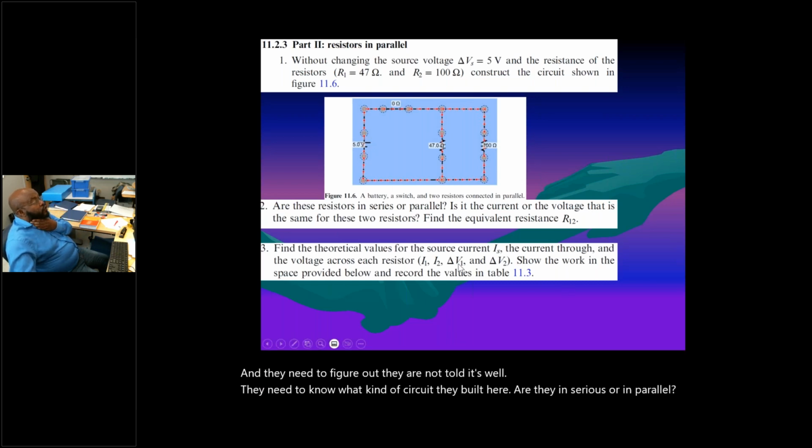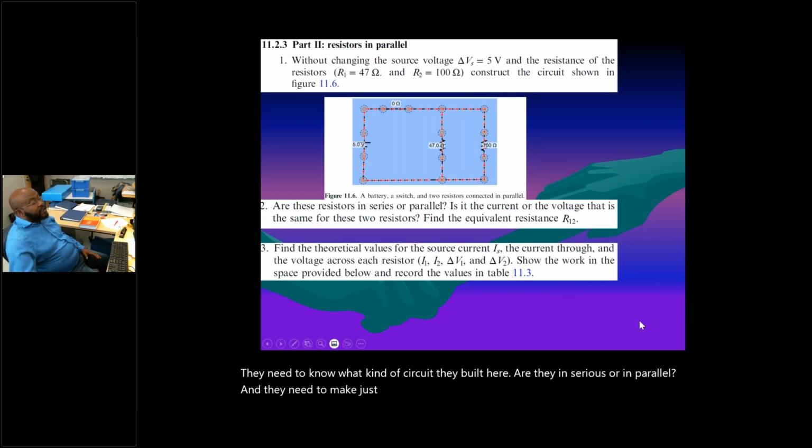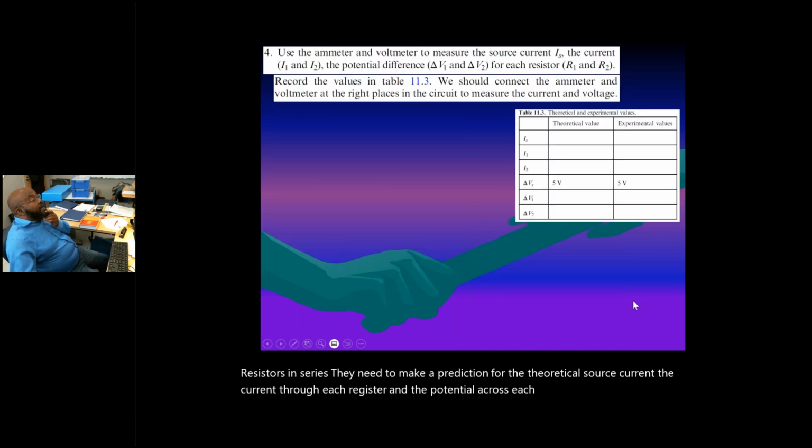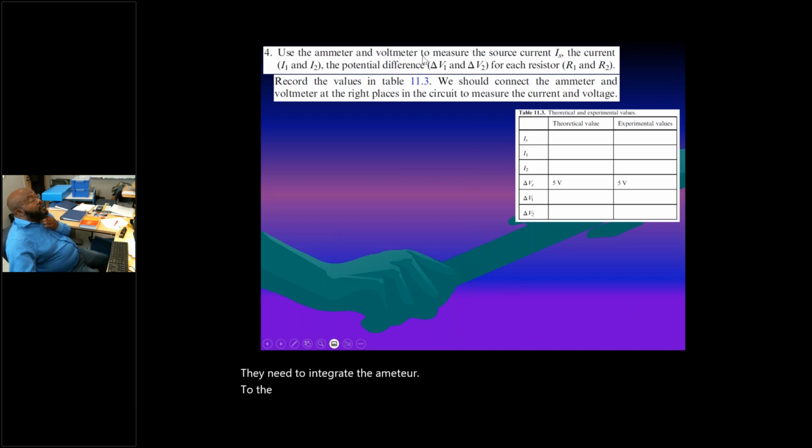And just like they did for resistors in series, they need to make a prediction for the theoretical source current, the current through each resistor, and the potential across each resistor. And they need to integrate the ammeter into the circuit and connect the voltmeter to measure the source current, the current through each resistor, and the potential difference across each resistor. And they record the values in the second column here.